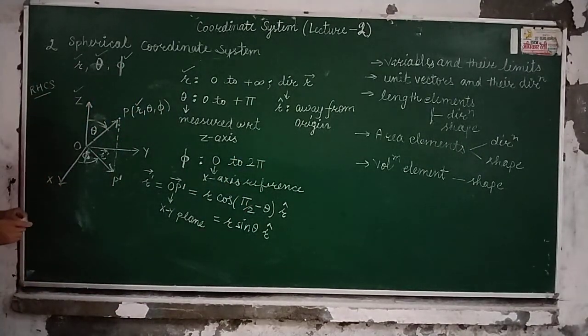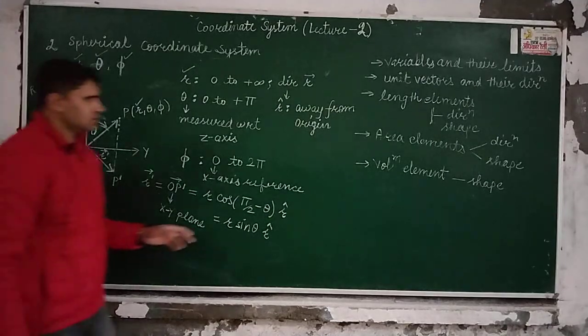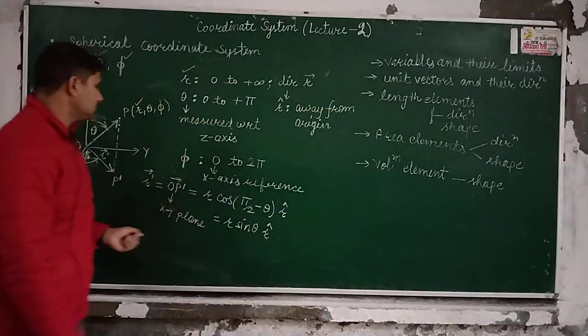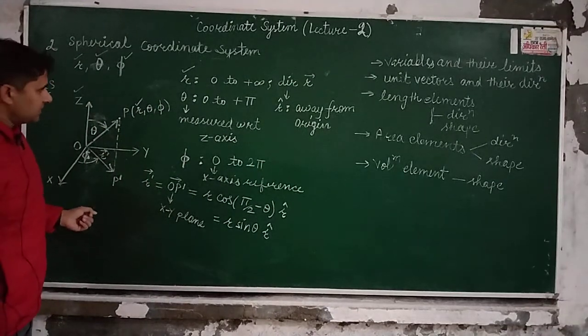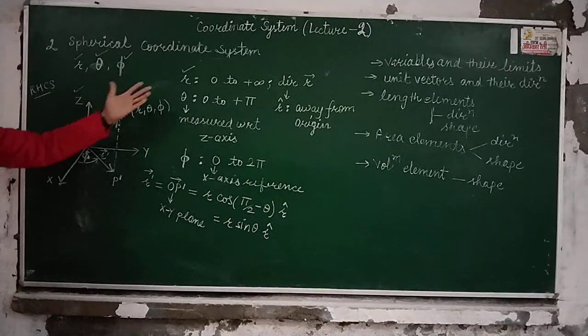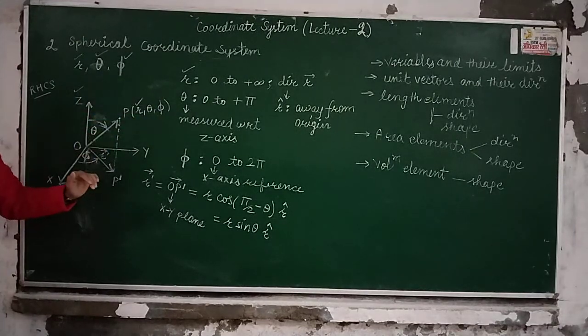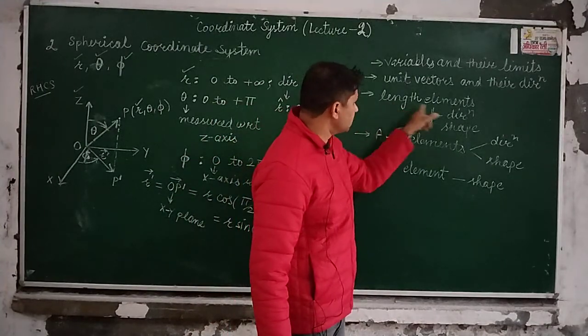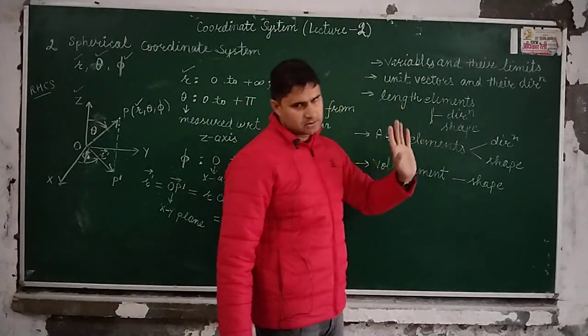And what will be the direction? We are to think of this. The direction we will discuss in length elements. So we have discussed here various variables and their limits. Now come to another point, that is the length element, their direction and shape.